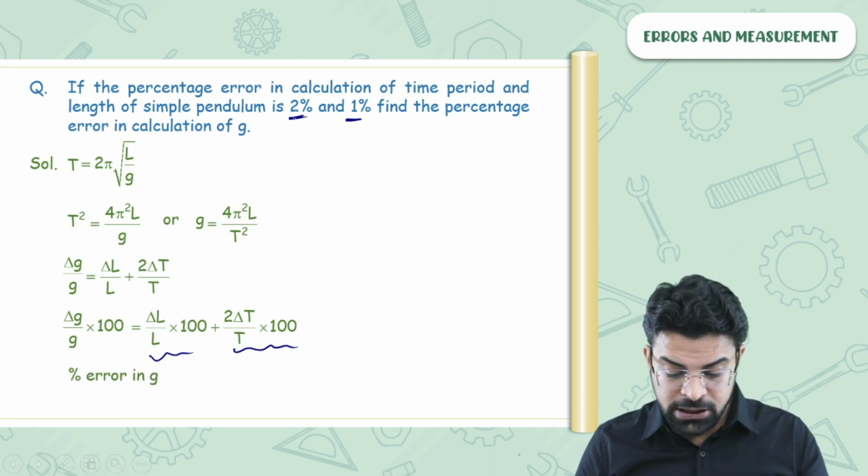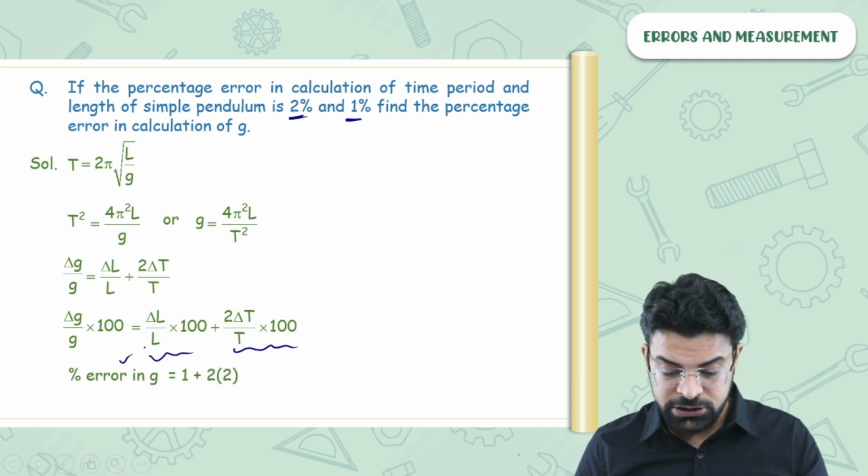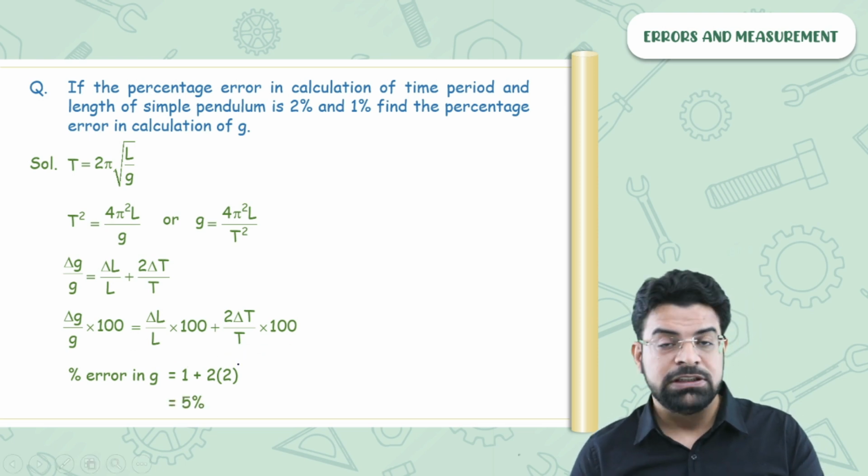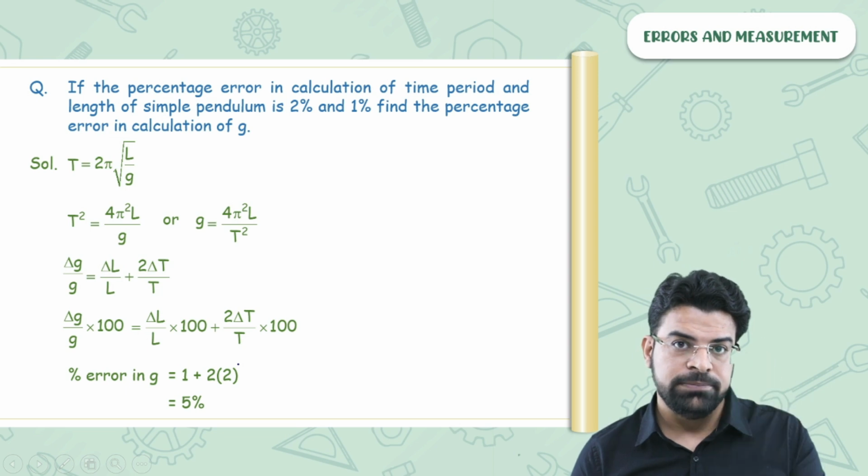So we will say percentage error in measurement of G equals 1 plus 2 times 2, that becomes 5% error in the measurement of G.